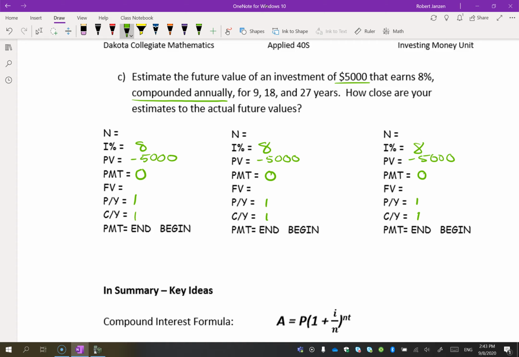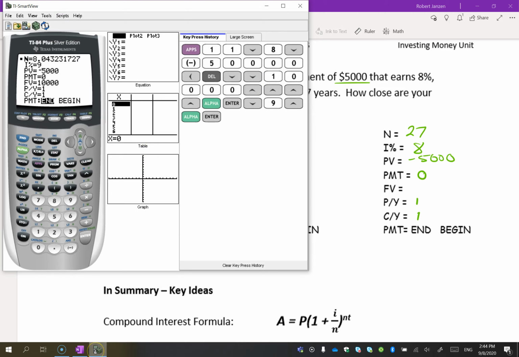And we're supposed to figure out the final value. So this time we're putting in N. Now the first one is going to be 9, because it's 9 years. We could put 9 times 1 because it's 1 payment per year, right? These two are always kind of connected. But 9 times 1 is 9. This one's going to be 18, and this one's going to be 27. What we're going to do is figure out the final value for each. So let's put them in the calculator.